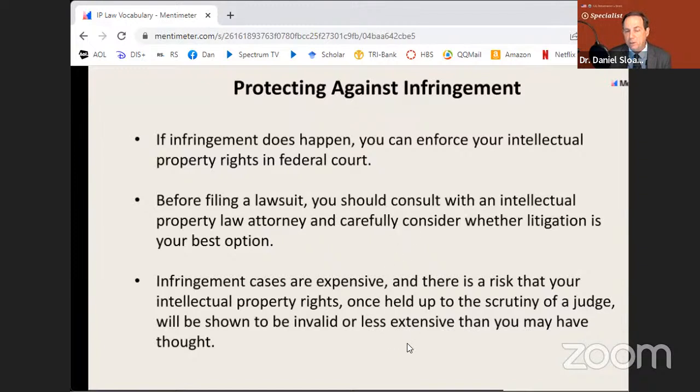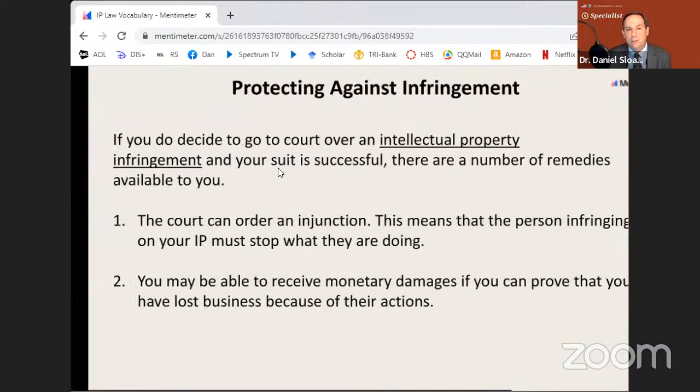So if you feel that you have rights and you go to litigation with your client and the client loses, then they lose those rights as well. So there's some risk involved. If you decide to go to court over an intellectual property infringement and your suit is successful, there are a number of remedies available to you. The court can order an injunction asking them not to use it.